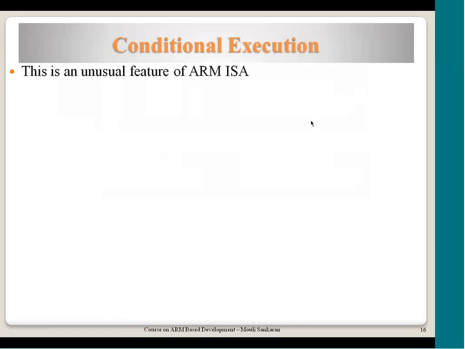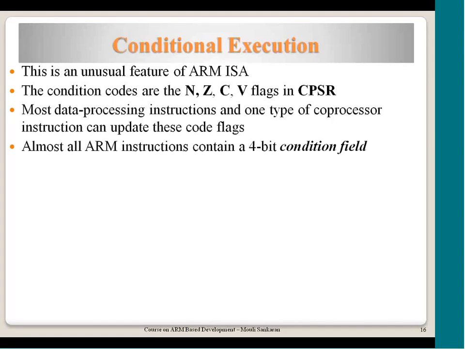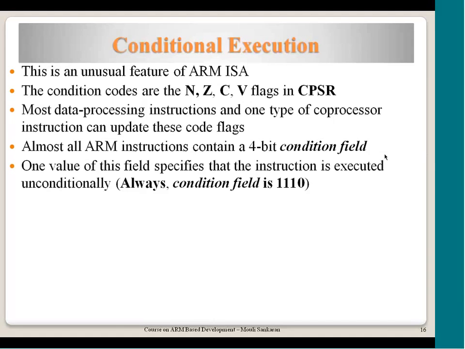So this is an unusual feature of ARM ISA. Conditional codes are, and this I am summarizing it. So conditional codes, what we talk about are these 4 flags. Most of the data processing instructions do affect these flags. Almost all ARM instructions contain a 4-bit conditional field, which I showed you. The first 4 bits of the instruction is always to talk about whether a particular instruction needs to be executed based on the particular combination of flags. If it is 1110, it means execute that instruction irrespective of whatever may be the value of the conditional flag.